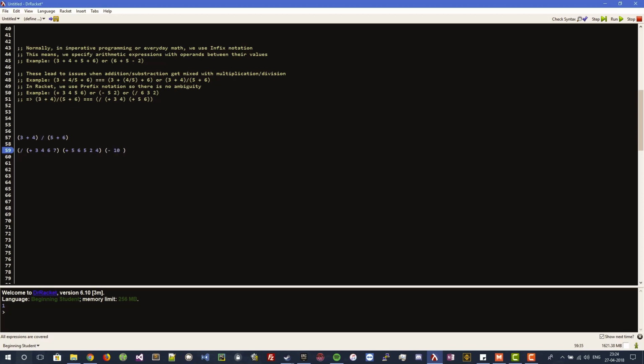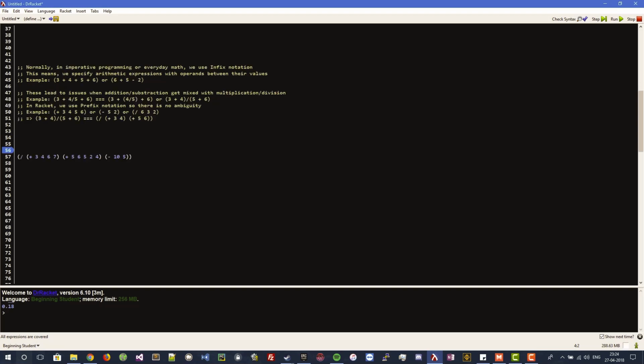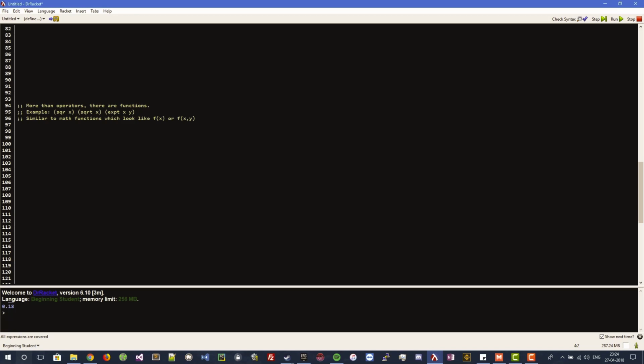If we run this, we'll get an answer, 0.18 bar in this case. Moving on, Racket also has more than operators. There are some existing functions that are like functions you can make yourself. We'll get onto that in a bit.